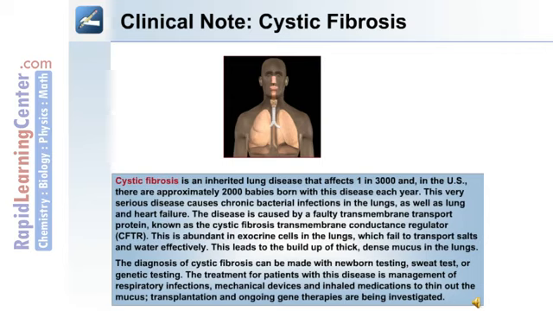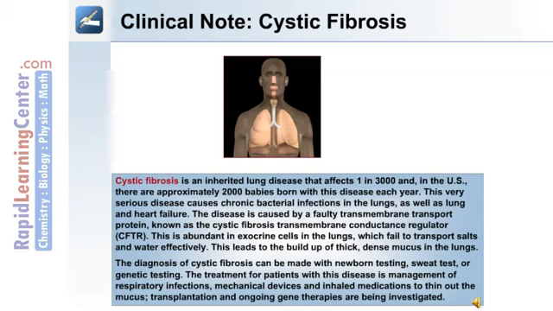The disease is caused by a faulty transmembrane transport protein, and this is known as the cystic fibrosis transmembrane conductance regulator, or the CFTR. This is abundant in exocrine cells in the lungs, and in patients with this disease, it fails to transport salts and water effectively. This leads to the buildup of a thick, dense mucus in the lungs.